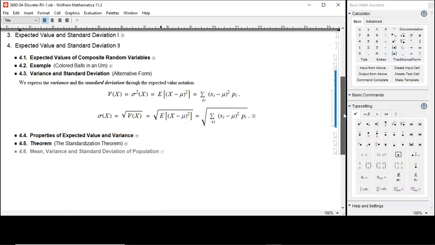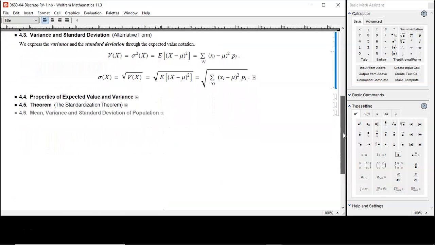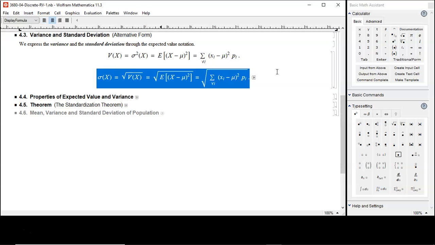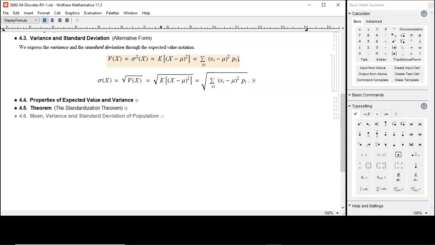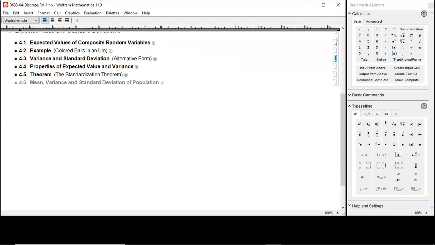This is just an alternative expression of the variance and standard deviation. Standard deviation is not really important for our purpose, because all you have to do is take the square root of the variance. So variance is the key in terms of all kinds of proof problems.